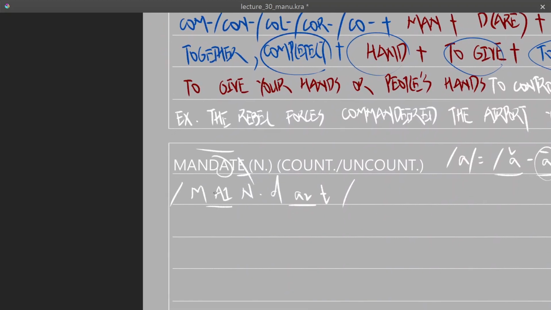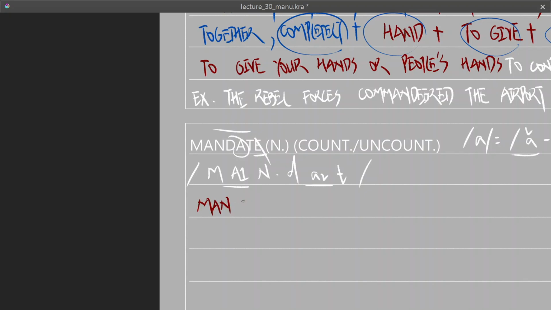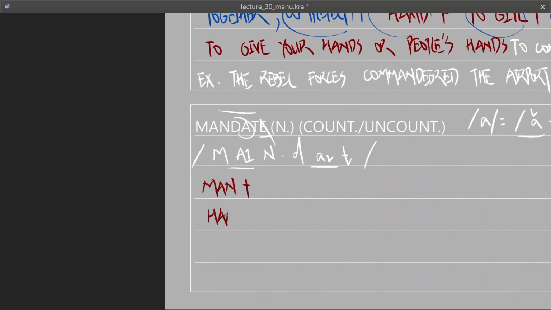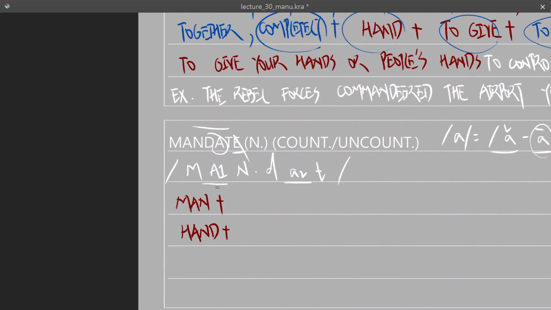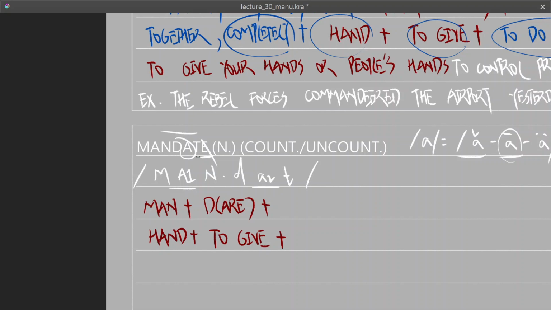And we have the root man, meaning hand. And we have the root date, meaning to give. And we have the A, which in this case is a null suffix. Null suffix meaning somebody or something.